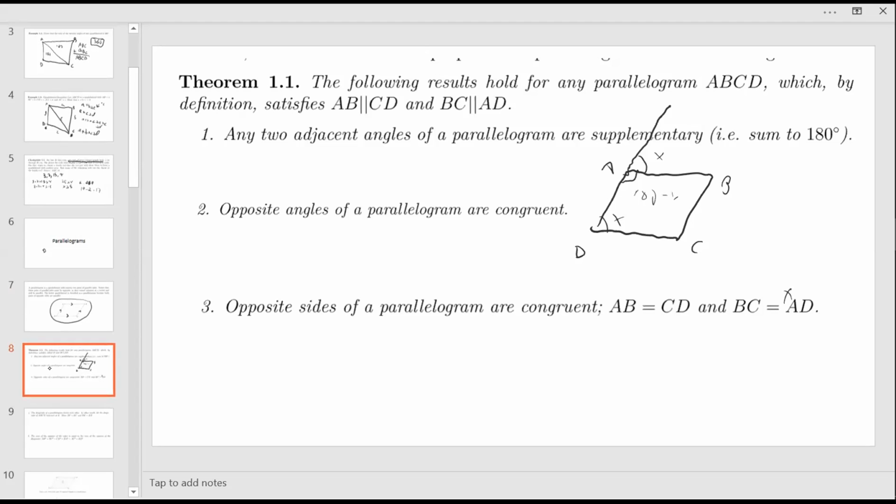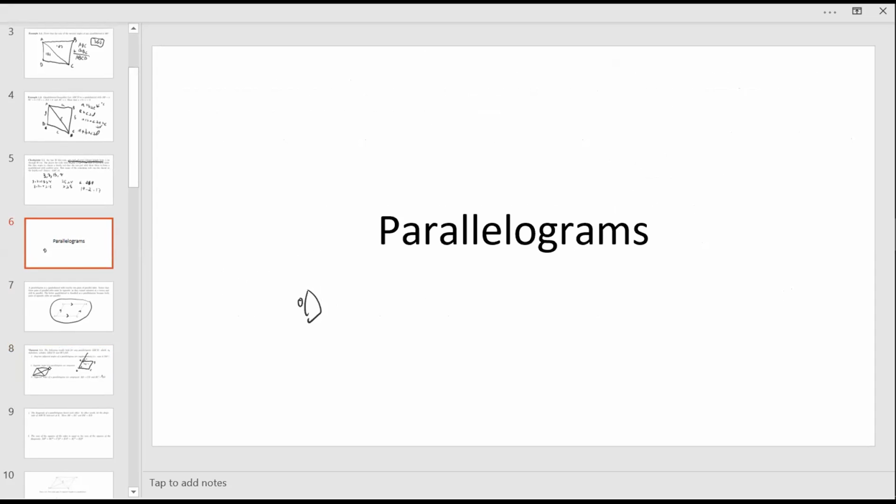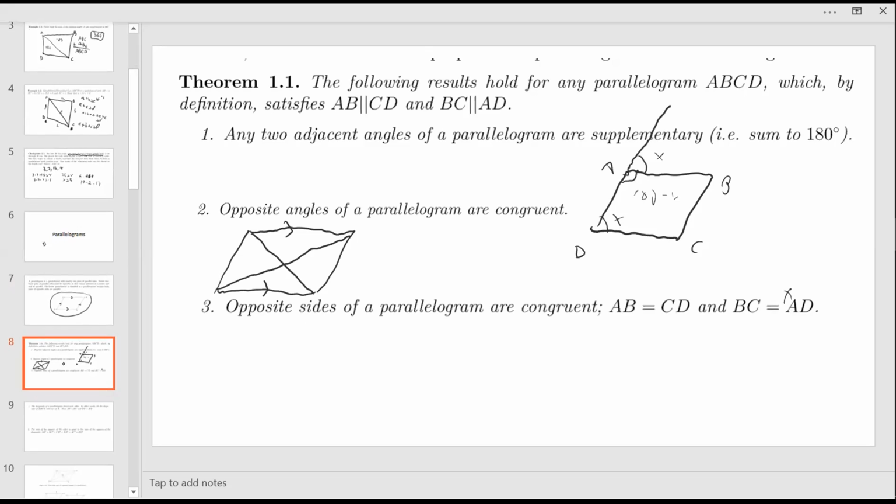Now the second part says that opposite angles of a parallelogram are congruent. So let's draw a new diagram, and in this diagram, we'll also draw the diagonals of the parallelogram. By this side being parallel to this side, if this angle is X, then this angle is X. And looking at the other pair of parallel sides, if this angle is Y, then this angle must be Y.